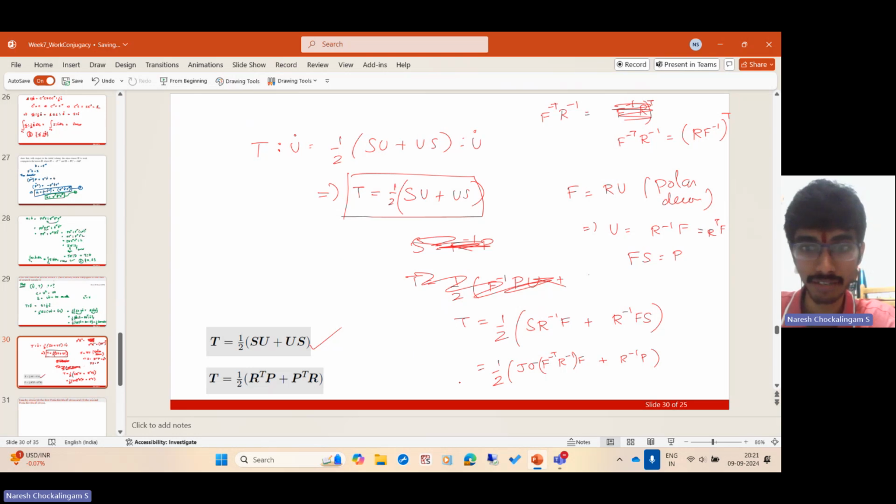Yeah, so the rest you can just see what P transposes. P transposes is J sigma F inverse transpose the whole transpose. There's no minus here. So this is F inverse sigma J F inverse sigma.